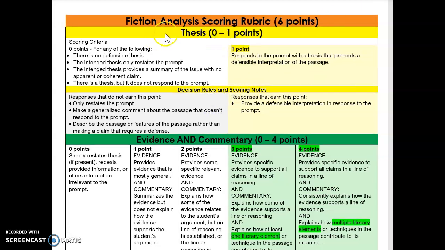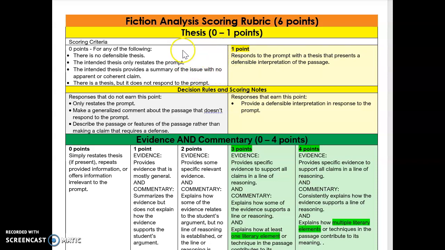All right, so fiction analysis scoring rubric. There are 6 points that you can get total. On your common assessment, there were a lot of people that were scoring 2s and 3s, and I want to make sure that you all are able to score those 4s, 5s, and 6s on this essay so that you are prepared for the Unit 2 exam and that you all do well on it.